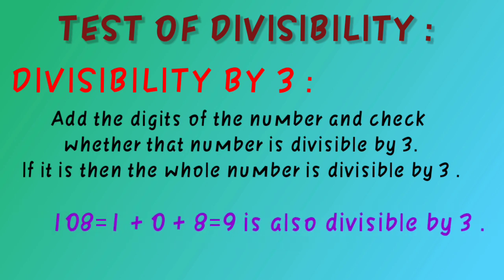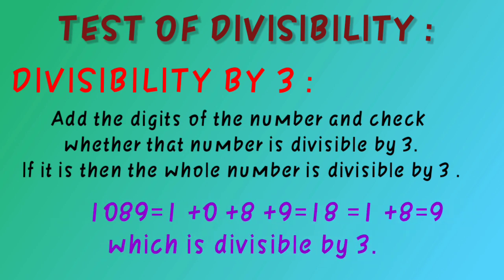Next, 108. We will add the digits of 108. 1 plus 0 plus 8 equals 9, which is also divisible by 3. So 108 is also divisible by 3. Next, 1089. 1 plus 0 plus 8 plus 9 equals 18. Again we will add the digits like 1 plus 8 equals 9, which is divisible by 3. So 1089 is also divisible by 3.